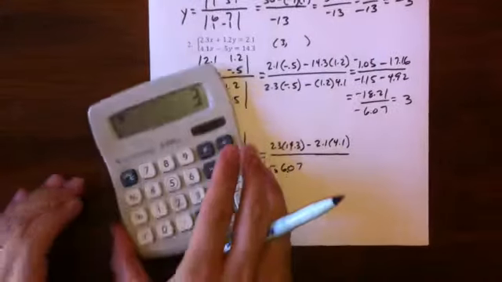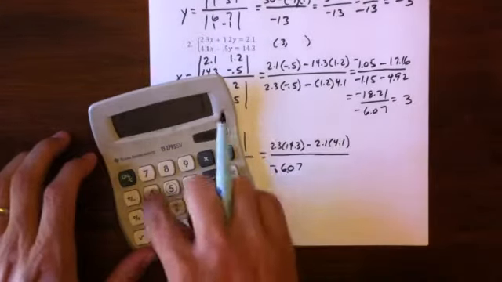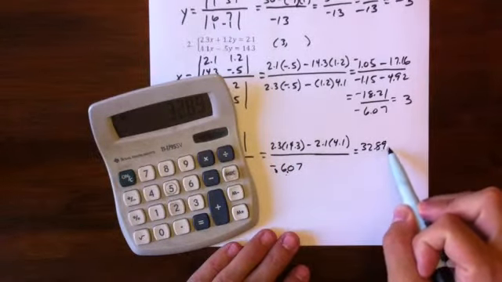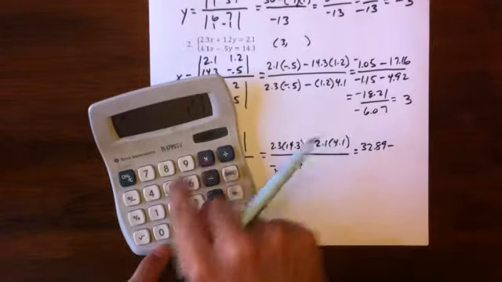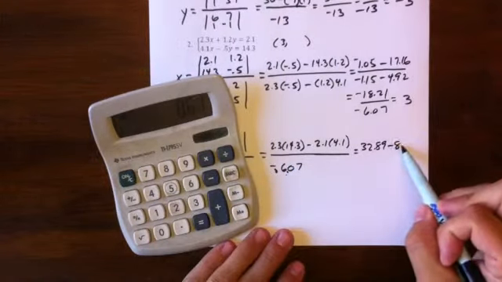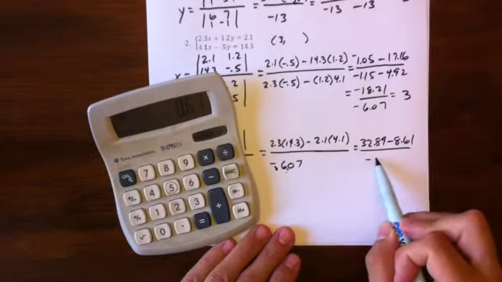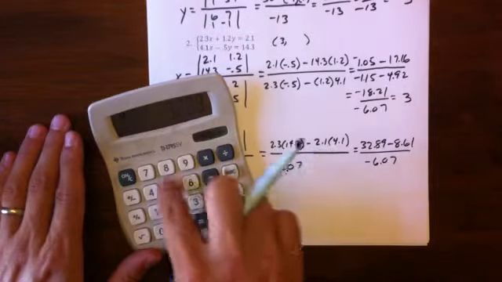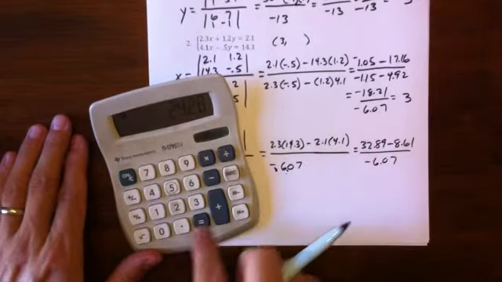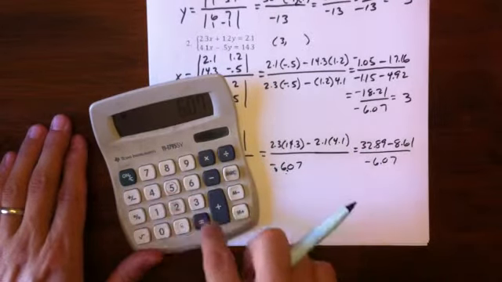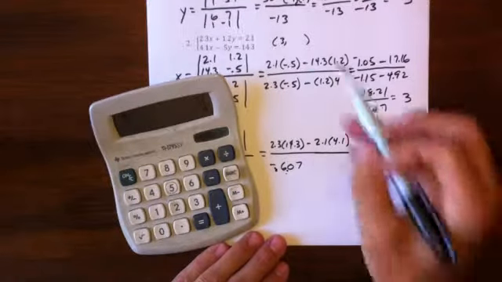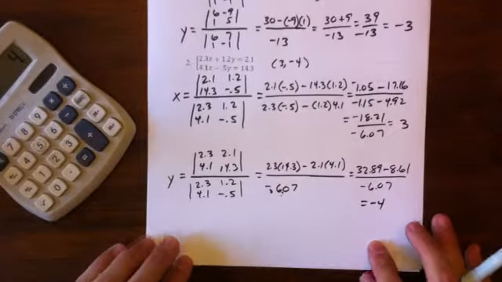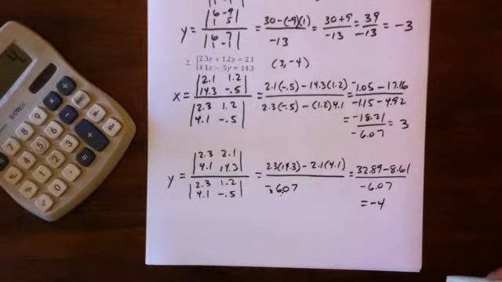Okay, let's break out the calculator again. 2.3 times 14.3, so 32.89 minus 2.1 times 4.1, 8.61, divided by negative 6.07, and let's finish it up. 32.89 minus 8.61, divide that by negative 6.07, and we get negative 4. So a lot of ugly decimals there, but I would not have liked to have solved that by using substitution or elimination method. Okay, and there you go.